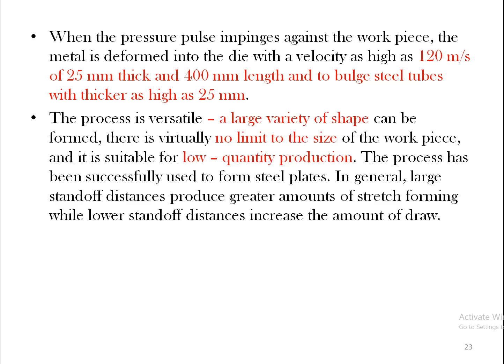Now, this process is a versatile process. That is, a large variety of shapes can be formed, and there is no limit to the shape. That means any shape material can be formed using this method. The only thing is that all you need is a large die to produce this component, right? And even for low quantity production, this method can be used. Even for high quantity production or low quantity production, this method can be employed, right?